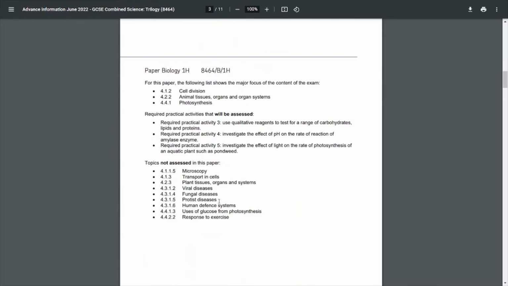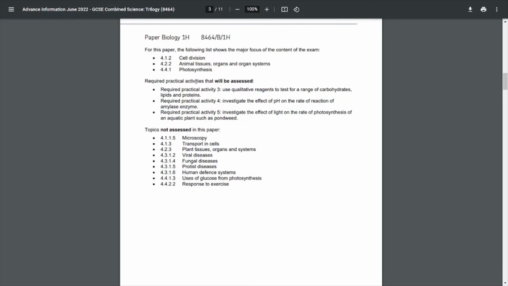If you are Combined Science Higher, then again your major focus is photosynthesis and the photosynthesis practical. But what's been taken out of yours, once again, is the uses of glucose from photosynthesis, but this time as well, the response to exercise bit. This has actually been taken out of everyone's exam, so I don't have any questions. We're not going to be going over it at all because it's not going to be in. So you guys, it's just important that you skip the final two questions on photosynthesis, but all of the rest of it is important for you to do.